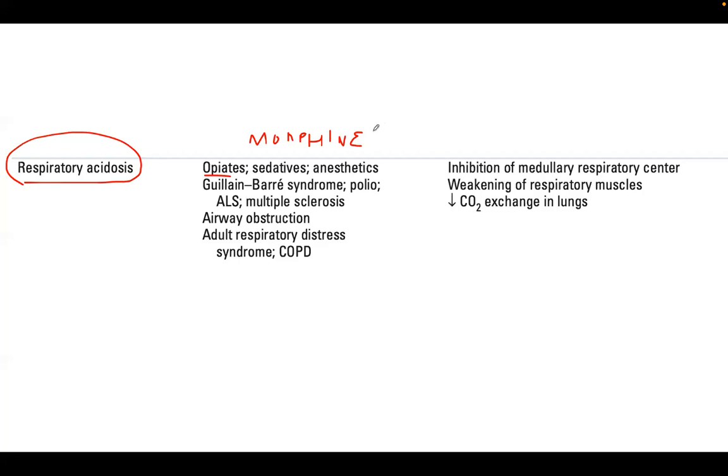I swear on my life, this is going to come out in your boards. Okay, this is of course naloxone, opiate antagonists, or they might use the term naltrexone. Okay, naloxone. Now, GBS or Guillain-Barré syndrome can cause respiratory failure. Amyotrophic lateral sclerosis can cause respiratory failure. Now it says here multiple sclerosis.